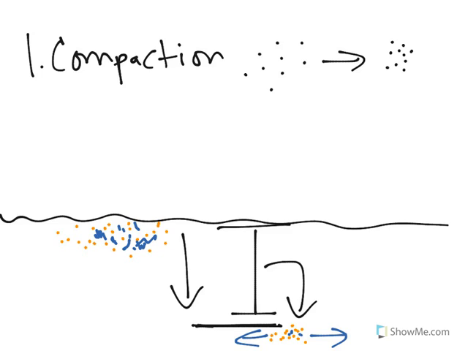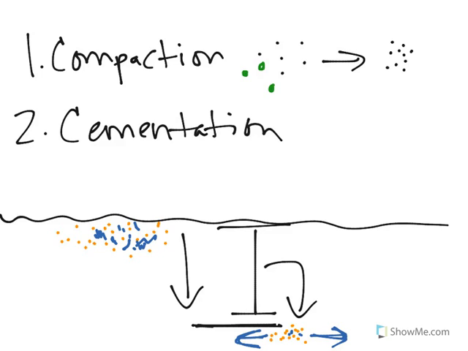Now, hopefully you've realized in the course of this class so far that water is never just water. There's always dissolved stuff in there. So as that water gets squeezed out, it leaves behind the dissolved stuff. And that dissolved stuff sticks to the grains right around it. And they're going to create our cementation. So here now we have our glue holding our grains together.